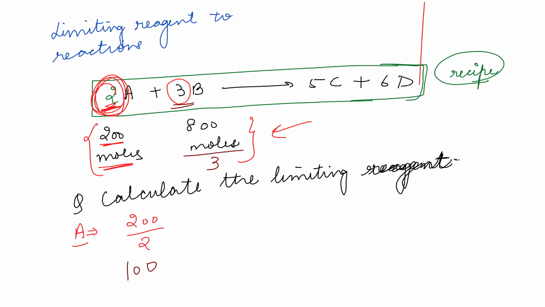Which is a smaller value? Tell me, which is a smaller value? 200 by 2 or 800 by 3? 200 by 2. Yeah. So that's what it is. So the question will give you moles. You divide those given moles with the stoichiometric coefficients, and whichever value comes out smaller is the limiting reagent. That means out of both A and B taken, A will be finished first.